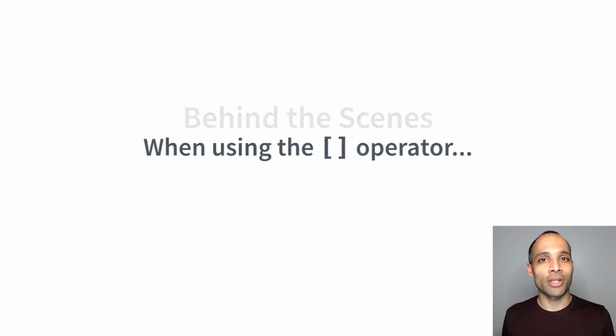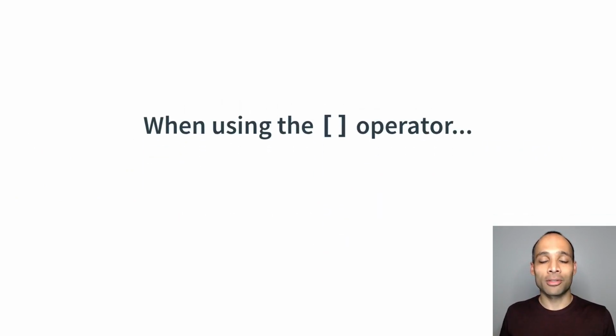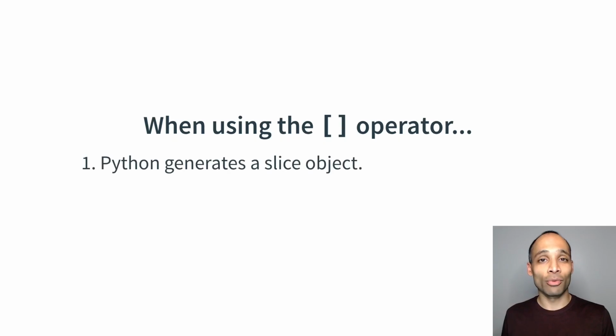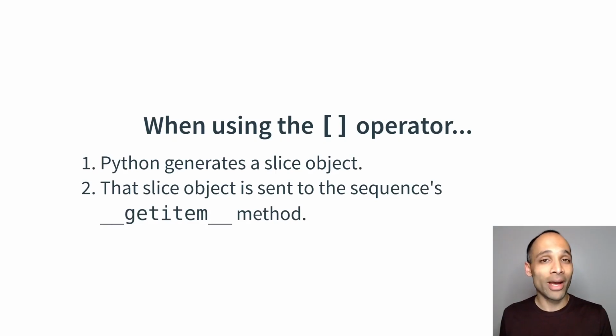Well, in Python, two things happen, specifically when you pass something with a colon inside of it. Python will first take the input between the square brackets and turn that into a slice object. And then that slice object will be passed to the sequence's __getitem__ method, or dunder getitem method. And it's up to the logic within getitem to do something with that slice object.